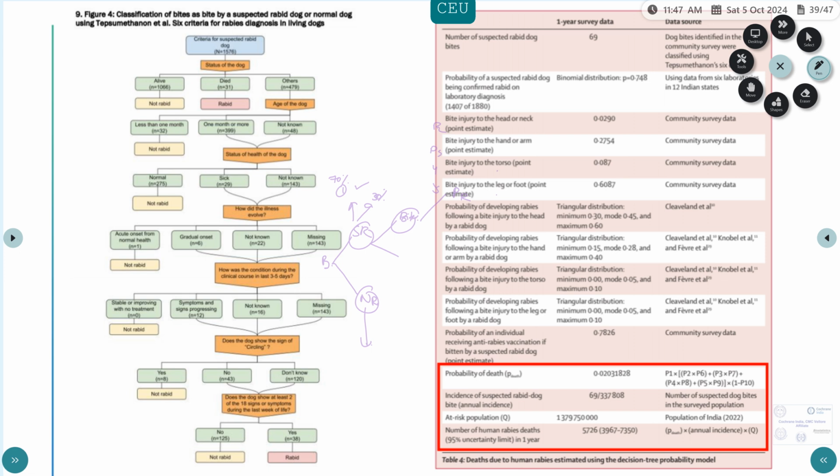Based on this, once they get this, then we look at whether the patient was vaccinated or not vaccinated, and then what is the probability of them getting rabies. They have come to this final decision model. What they have gotten here is the probability of death. So the PD they have calculated is from this decision model, and then they have taken the incidence of suspected rabid dog bites, and then the at-risk population, which is the entire population of India. Based on this, using a formula, they have calculated the number of human rabies deaths.